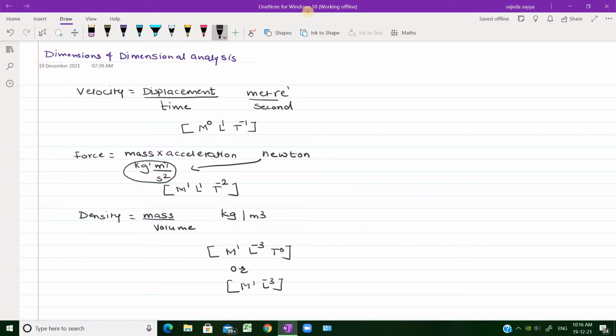Now we will find the dimensions of acceleration. Acceleration is meter per second square. Its formula is (v minus u) upon (t minus 0), or it can also be written as dv by dt. So it is meter per second square. Therefore the mass term is absent, so it is M raised to 0, L raised to 1. Time is in the denominator, so shifting it to the numerator, it will be T raised to -2, and it has to be written in terms of square bracket.